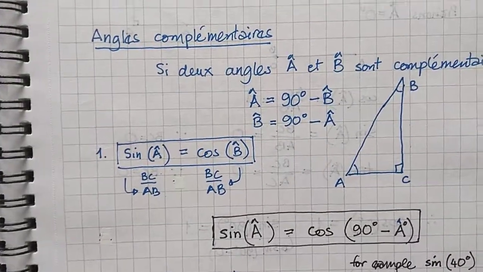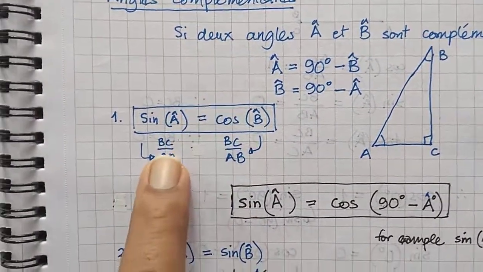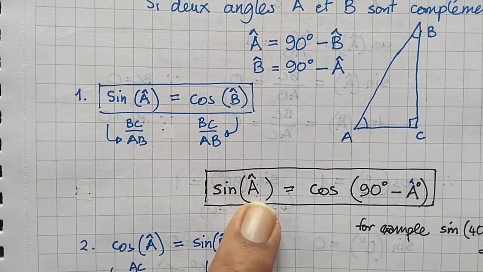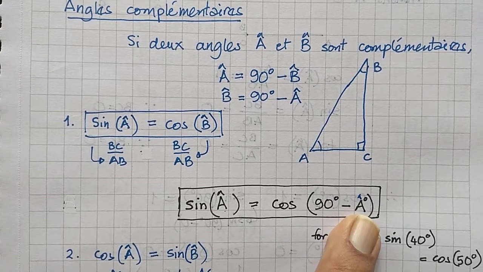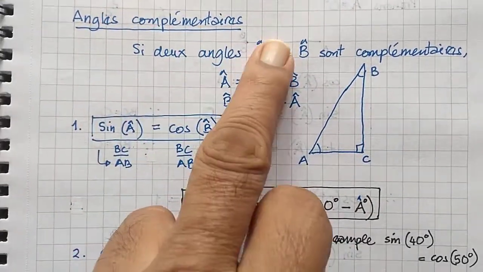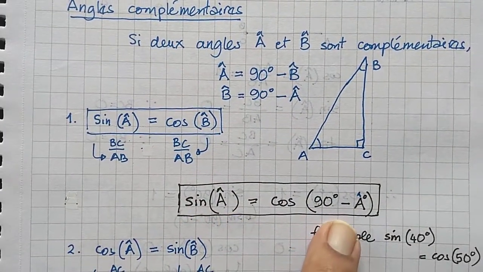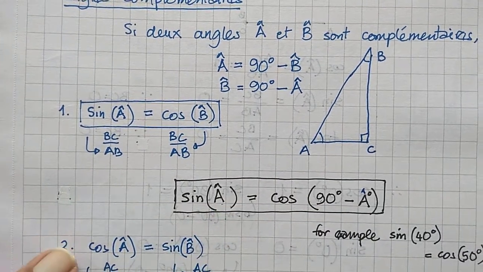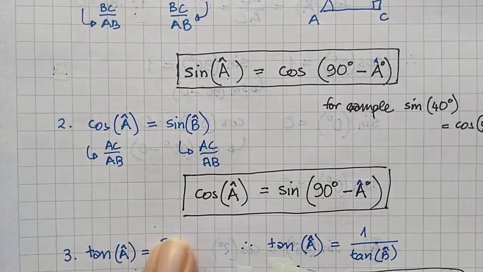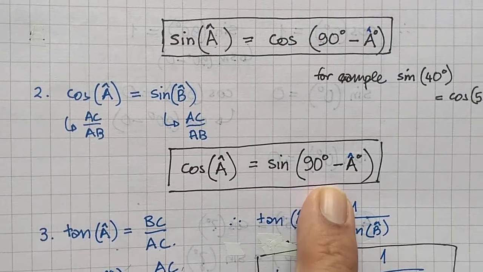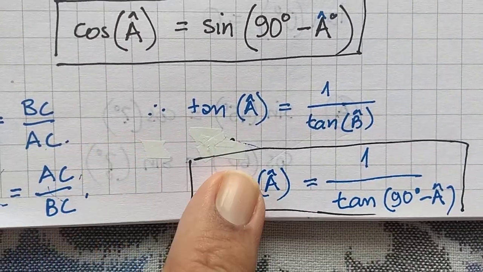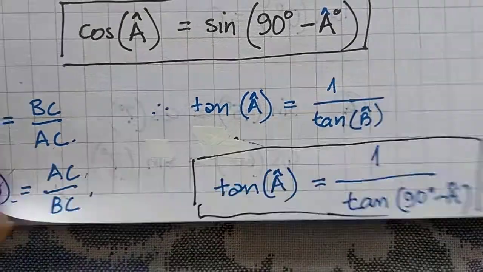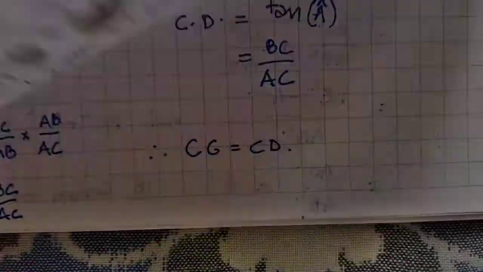the next video I started by talking about angle complémentaire, where sinus of A is equal to cosinus of 90 minus A. These, 90 minus A and A, are angles complémentaires. Similarly, cos of A is equal to sine of 90 minus A. And for tan, we saw tan of A is equal to 1 over tan of 90 minus A.